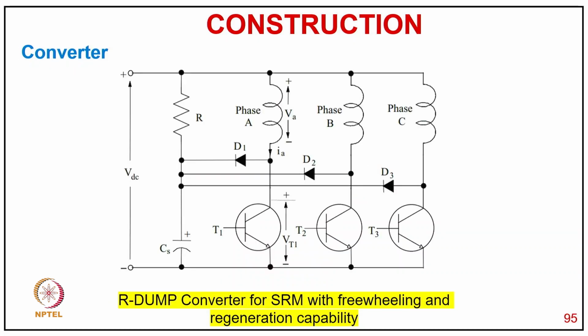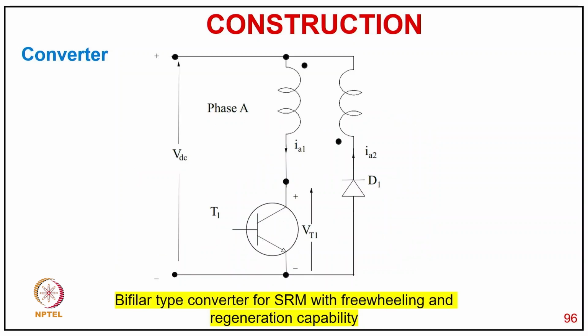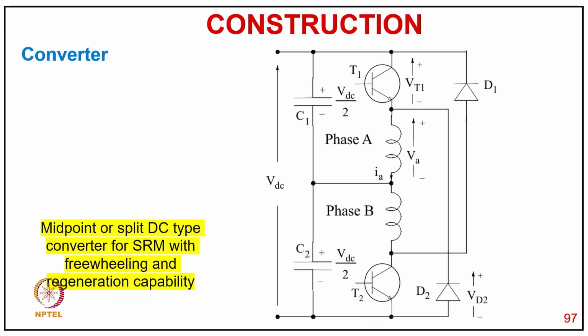This is another converter, the R-dump converter for SR drive with freewheeling and regeneration capability. Here you have one switch per phase, and when the transistor is on, the phase current conducts, and when the transistor is off, the diode conducts to charge the capacitor, and the resistance dissipates the energy to the DC link. Then you have a bifilar converter for the SRM with freewheeling and regenerative capability. When you switch on, the current conducts, and when you switch off, freewheeling conducts to recover the energy back. You can call it the bifilar winding.